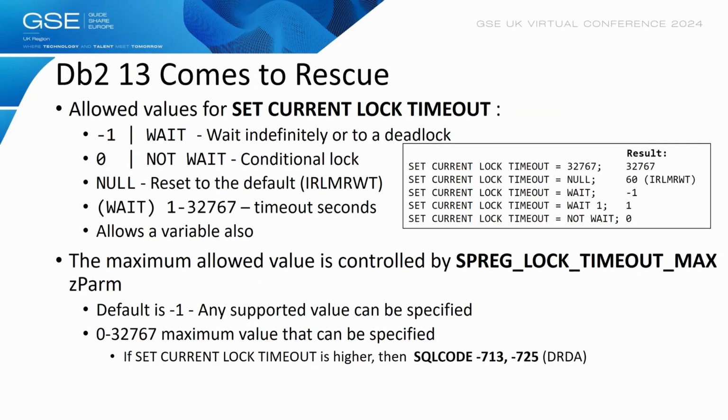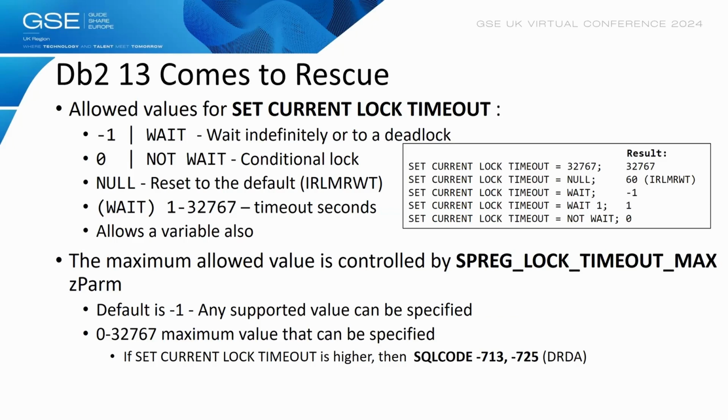So there is a ZPARM at the bottom of my slide here. You can see this ZPARM, which is the maximum allowed value that application developers can use. And if the application exceeds this value, the application will terminate with the negative SQL code at the bottom.